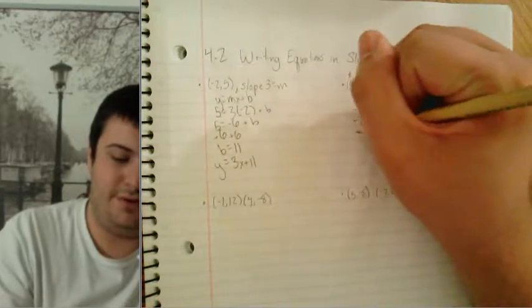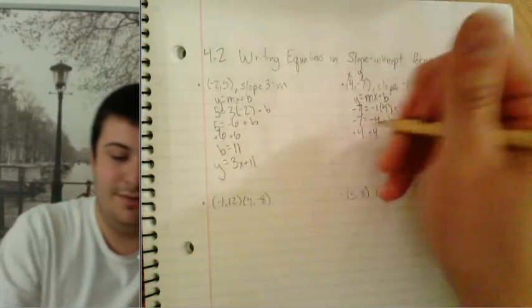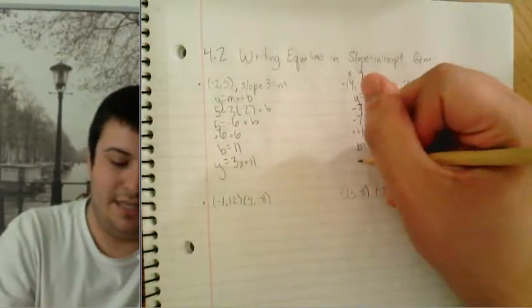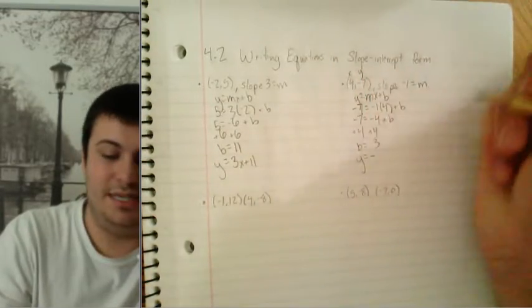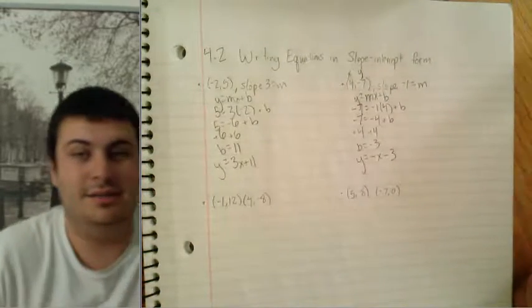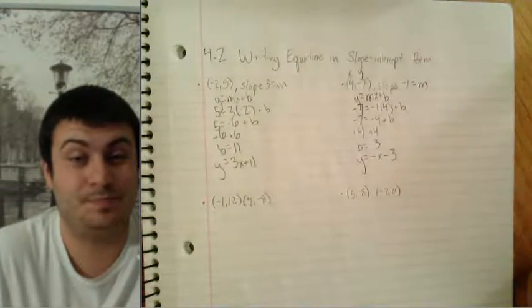When I add 4 to both sides, we see that b is equal to negative 3. So I will take everything and say that y equals negative 1 times x minus 3. And there's my equation, slope-intercept form, given a point and a slope.